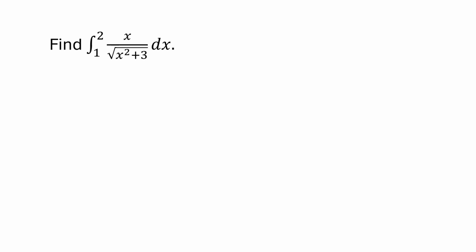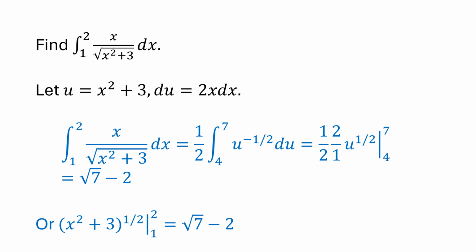So we're going to find the integral from 1 to 2 of x over the square root of x squared plus 3 dx. Here we're going to let u equal x squared plus 3, du equals 2x dx. So we have the integral from 1 to 2 of x over square root of x squared plus 3 dx. Now, here is our 1/2 because we need a 2, so we're going to have to multiply by 1, 2 over 2. Part of that's going into the du, and the other part will be here.